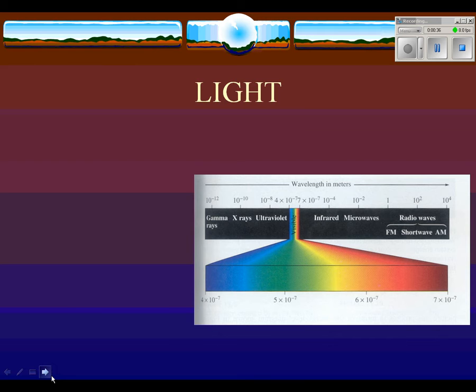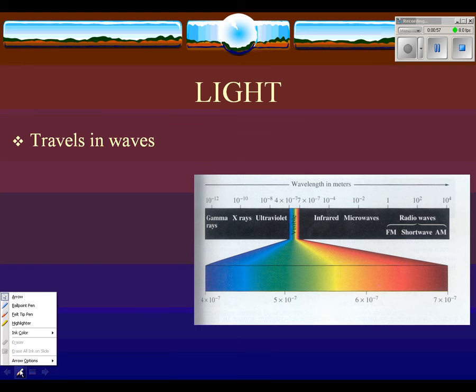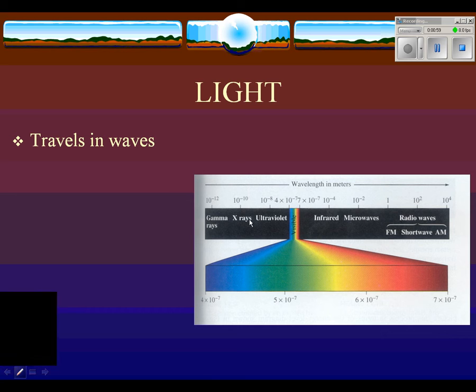The first thing we need to talk about to understand vision is light. Light is considered, if you've had physics, both a wave and a particle. But for our purposes, we're going to call it a wave. It's part of the electromagnetic spectrum, which you see displayed here on the screen.